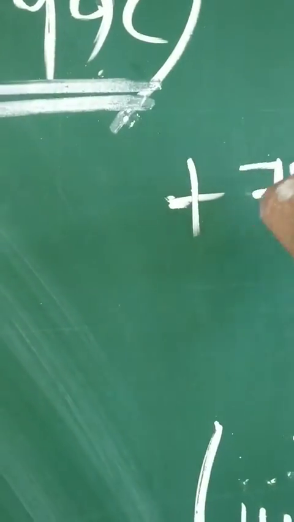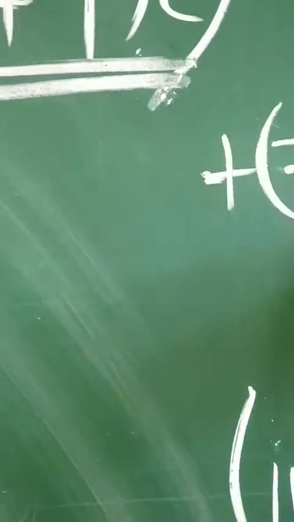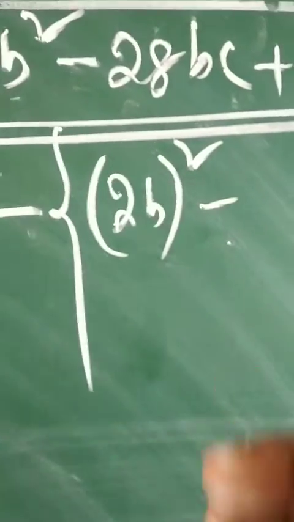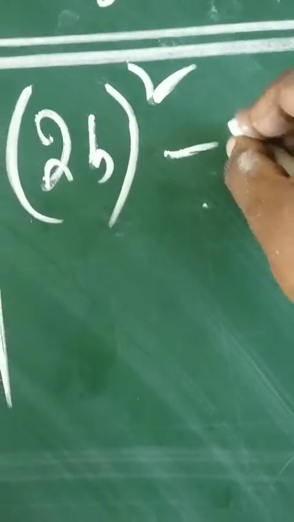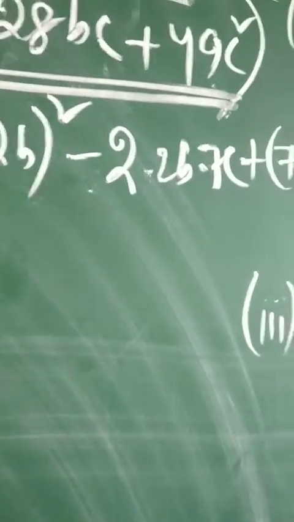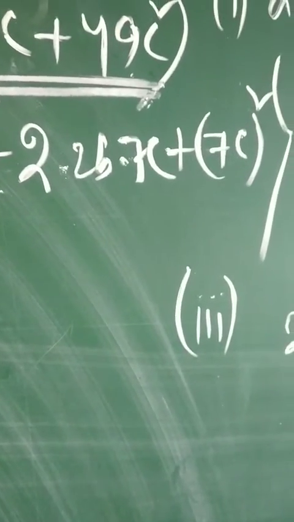Here is plus 49c square. I want to write 7c whole square. In between there is supposed to be 2ab. So write 2a, that is 2b, and b, that is 7c. So 25a square minus 2b square minus 2 into 2b into 7c plus 7c square.